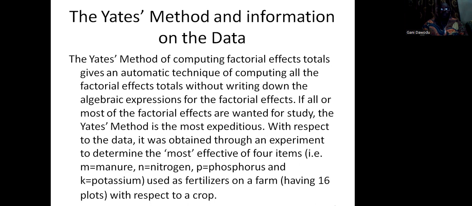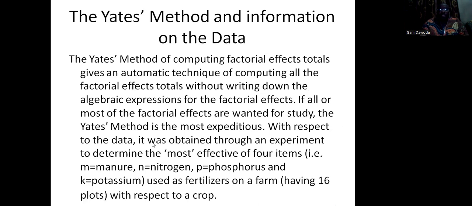Okay. Yates method and information on the data. Yates method for computing factorial effect totals gives an automatic technique of computing all the factorial effect totals without writing down the algebraic expression for the factorial effects. If all or most of the factorial effects are wanted for study, the Yates method is the most expeditious. You quickly finish in no time.